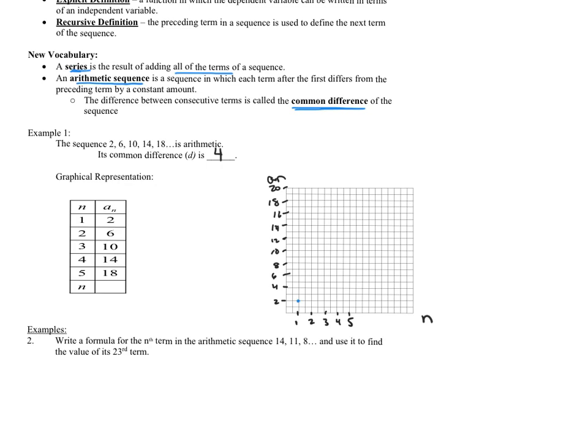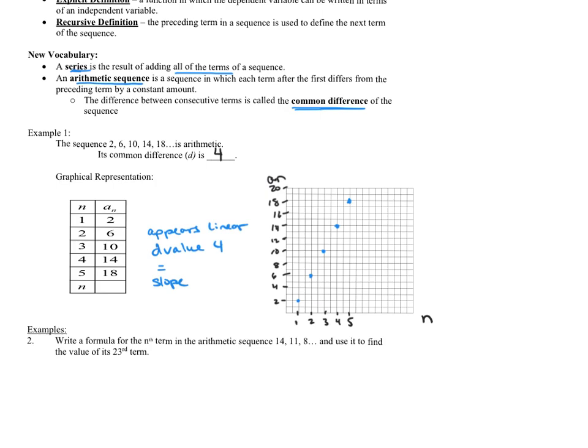1, 2, 2, 6, 3, 10, 4, 14, and 5, 18. And what we can see is that this appears linear, and that our d value of 4 would equal the slope.